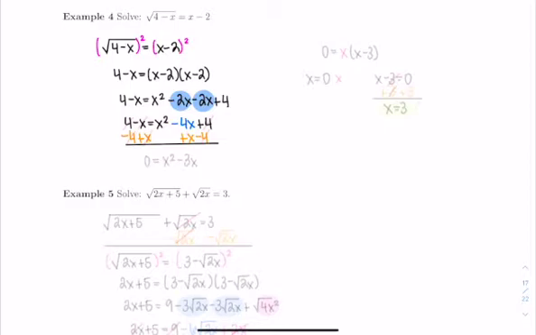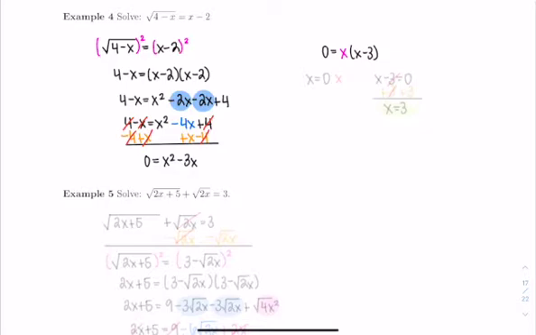And so the 4's end up canceling, and so do the x's. And on the right-hand side, our 4's end up canceling as well. So we have 0 equals x squared minus 3x. Now from here, we're looking for our greatest common factor that we can pull out. And we could pull out an x from both pieces. And we're left with x minus 3.